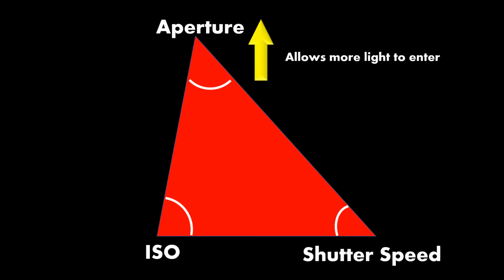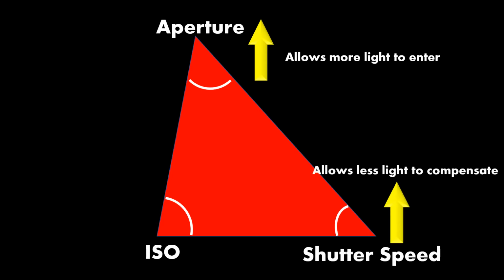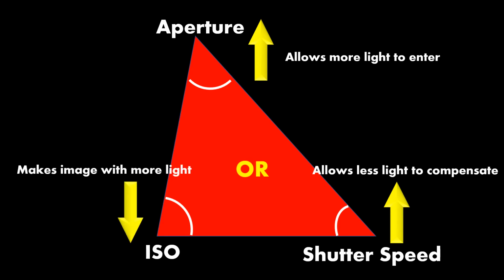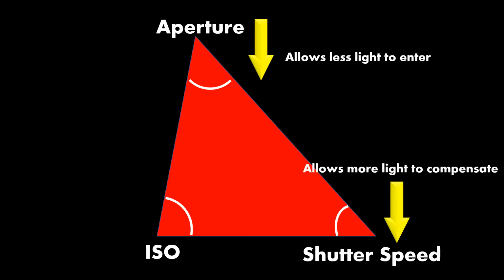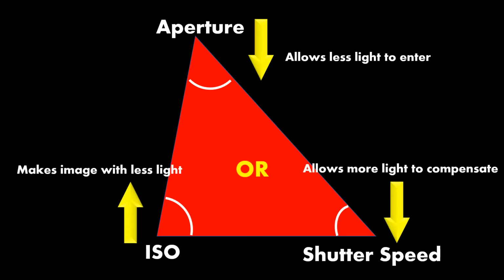If I increase the aperture size, that means I am allowing more light to enter. So I need to reciprocally increase the shutter speed or reduce the ISO to compensate for that extra light. If I reduce the aperture size, then I need to reduce the shutter speed or increase the ISO to compensate. I hope the concept of reciprocation is clear.